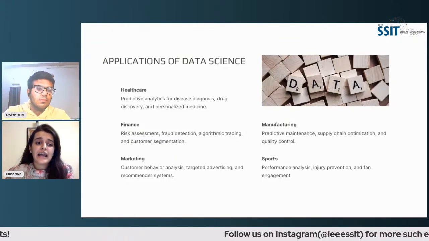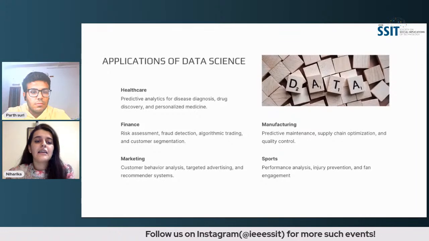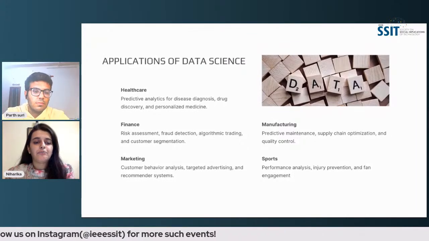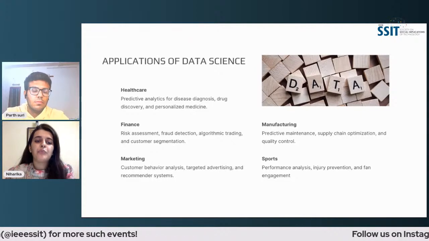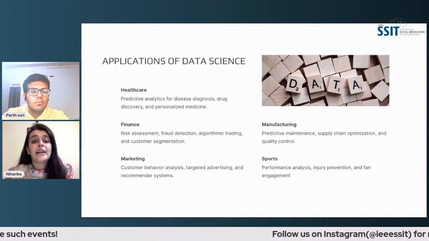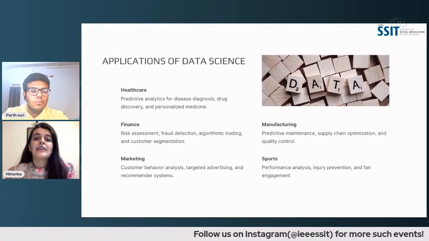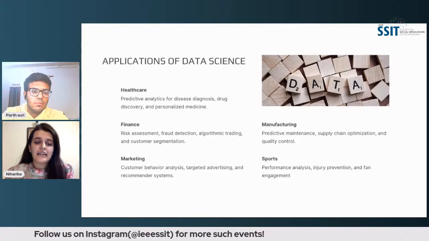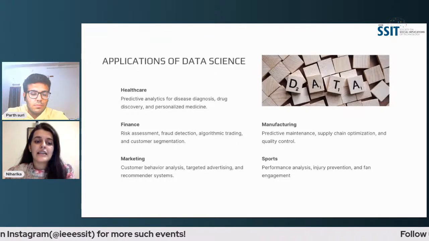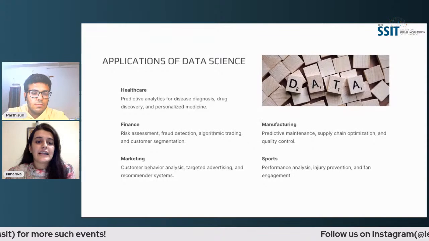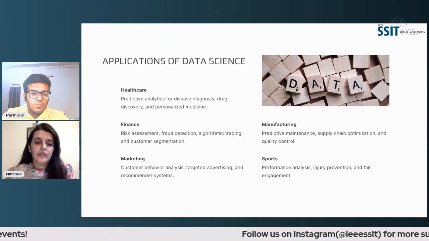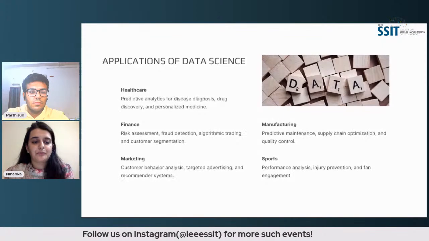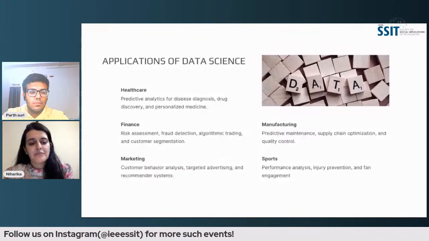Next, we have finance. In finance, organizations use financial data to predict fraud detection. Your credit card score is based on the same data analysis and insights that are gathered. In this industry as well, data science is improving a lot of things.